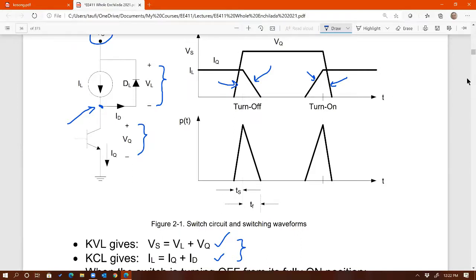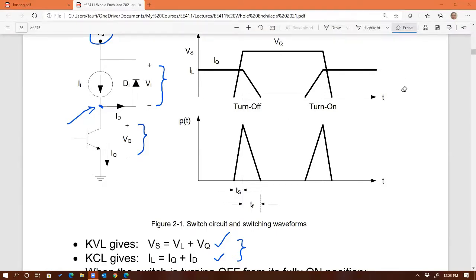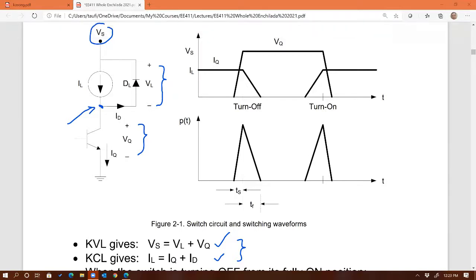So let's see what happens when we have a turn off transition. Let me erase this first. So I'm going to focus on turn off only, right here. That's what I'm going to focus on. I should not use that one. My bad. Okay. So turn off transition only.